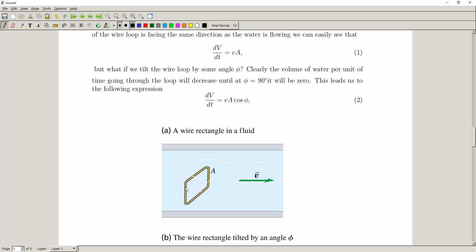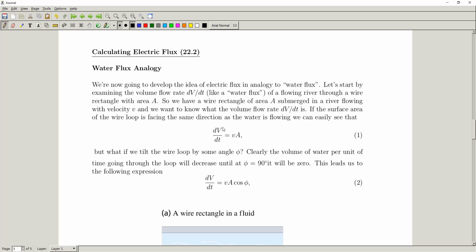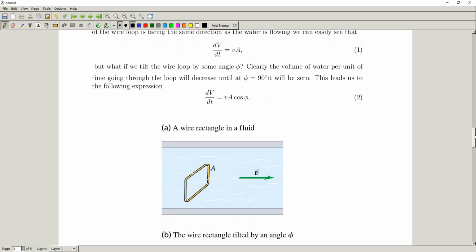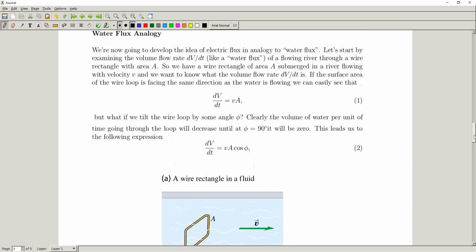So we have some wire loop, and we're interested in how much water is passing through this thing over some period of time, right? So this V, this is our volume, and we're interested in the change in volume over the change in time. And clearly this is going to be related to the velocity of the water, right? Like how quickly this water is flowing in this direction, this velocity vector. What's the magnitude of our velocity vector, and the area of this loop that we're interested in looking through, right?